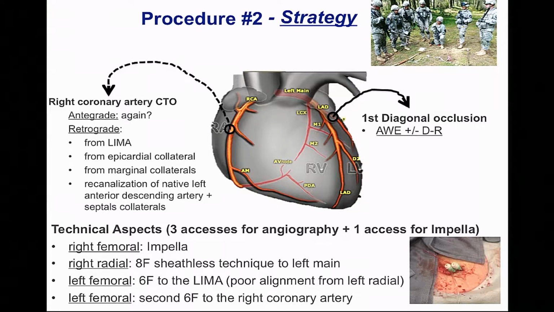Recently, I've been in Germany, in a center in Bad Krozingen, and actually that's their regular approach whenever they need a second access in the femoral. They don't stick the other side, they just do a second stick at the same vessel once they are sure that there's no peripheral vascular disease.